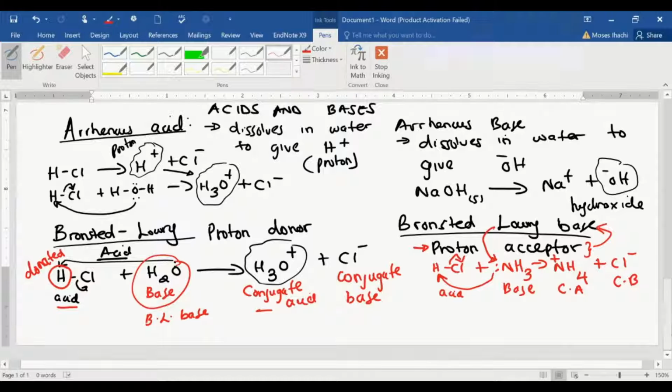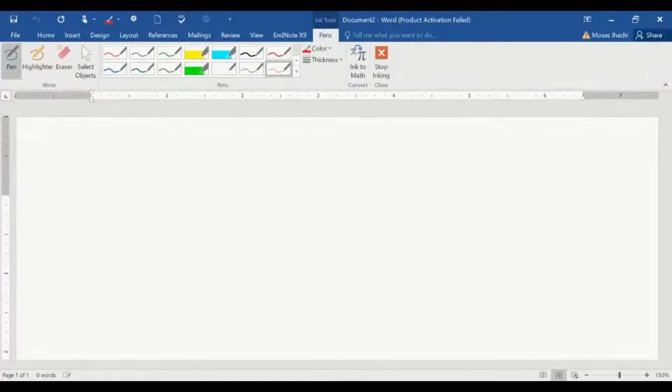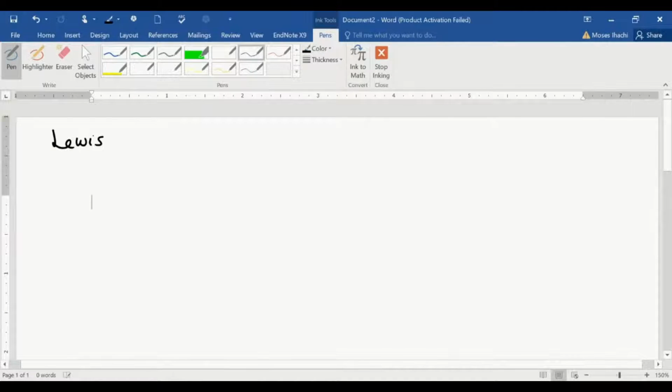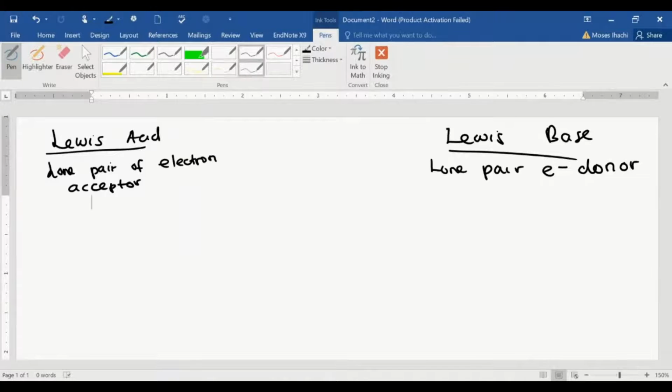And then we have another one, which is Lewis acid and Lewis base. So let's talk about Lewis acid versus Lewis base. Lewis is the name of the scientist. So Lewis acids are lone pair of electron acceptors. They accept lone pairs of electrons. And Lewis base will be a lone pair of electrons donor. Okay, so one donates, the other one accepts. Let's give examples here.